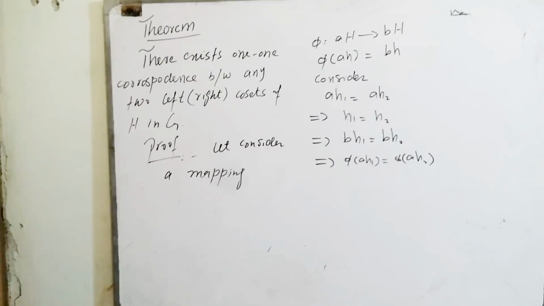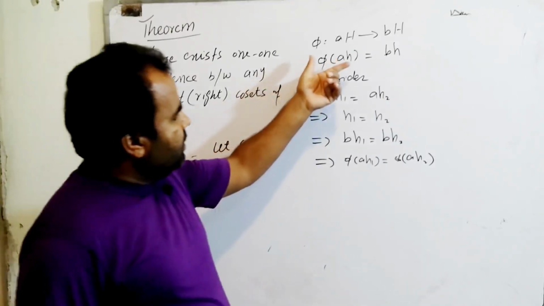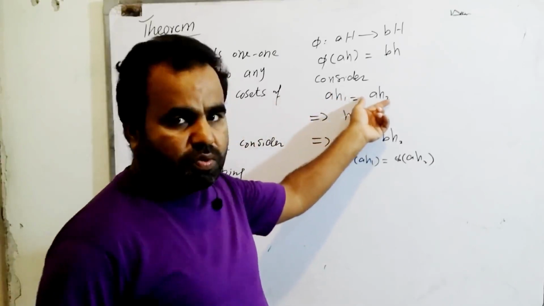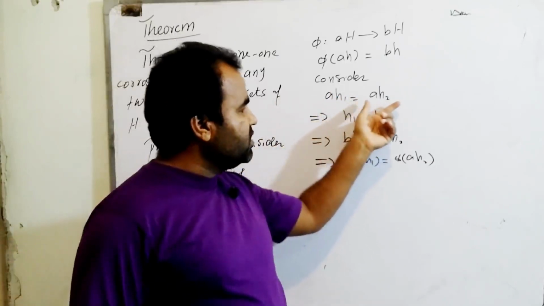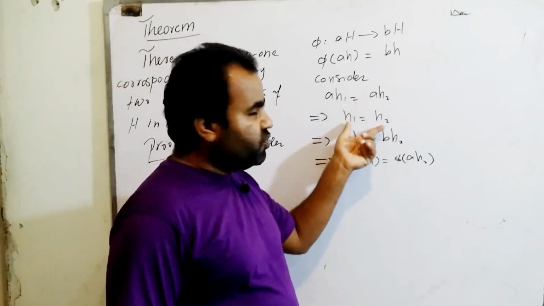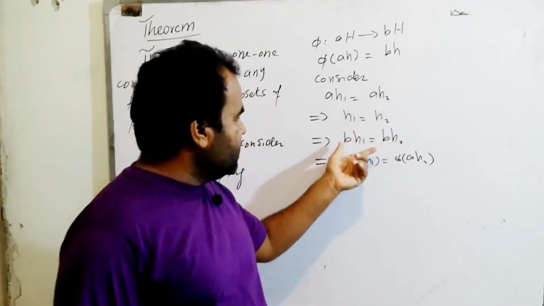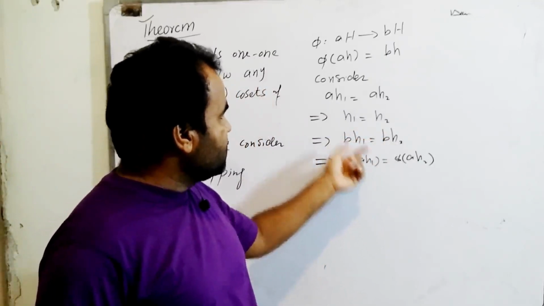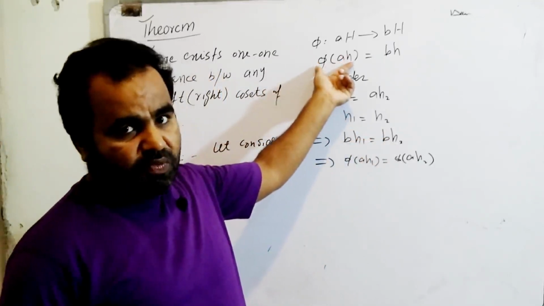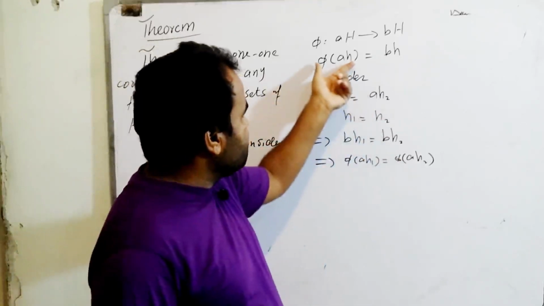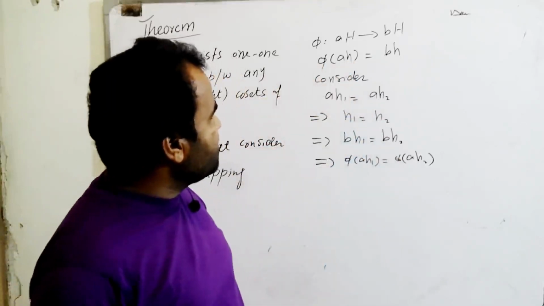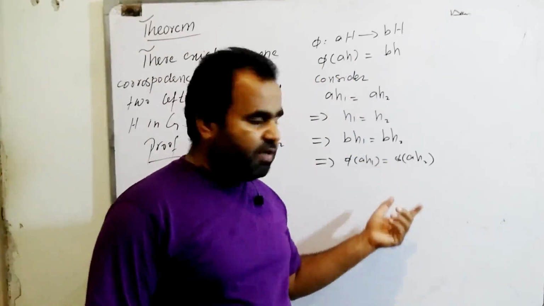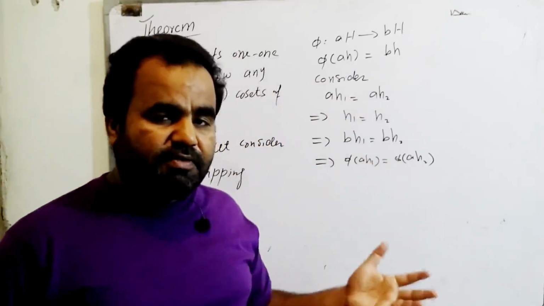This relation shows that phi is well defined, because we considered AH1 is equal to AH2, which gives H1 is equal to H2, and when we multiply by B, we get BH1 is equal to BH2. The final result on both sides is the function value, which shows that phi of AH1 is equal to phi of AH2. This means that phi is well defined.